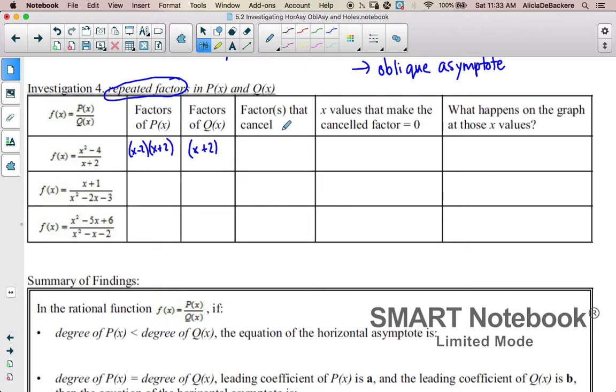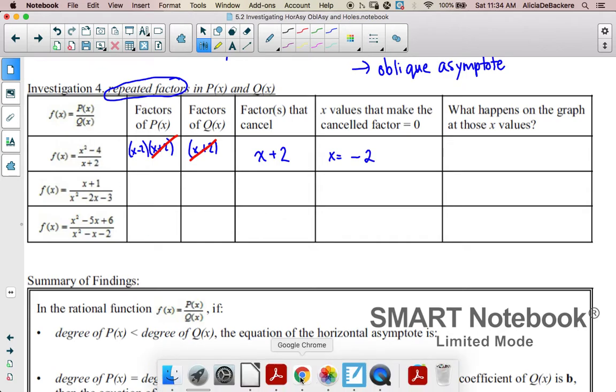It's just one factor. And what I notice is if I had these two factors on top of x plus 2, I could cancel out the x plus 2. And so my canceled factor would be x plus 2. The x values that would make that canceled factor equal 0: what number can I put in for x that makes this whole thing equal 0? That's negative 2, or x equals negative 2. And then I want to look at what happens at those values on the graph. So we're going to head back over to Desmos and type this function in.